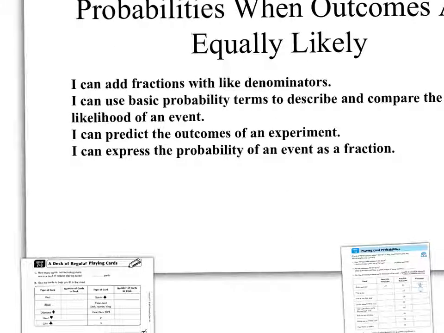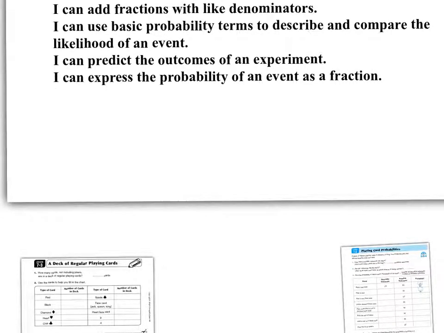Alright, the second part is I can use basic probability terms to describe and compare the likelihood of an event. In this lesson, we'll use sayings like impossible, extremely unlikely, very unlikely, unlikely, 50-50 or even chance, likely, very likely, extremely likely, and certain. We'll use things like that to let us know what the chances are to grab something or to get something, the probability of something.